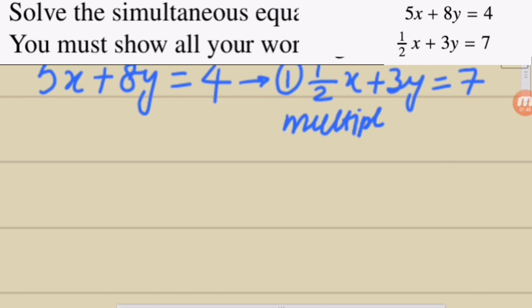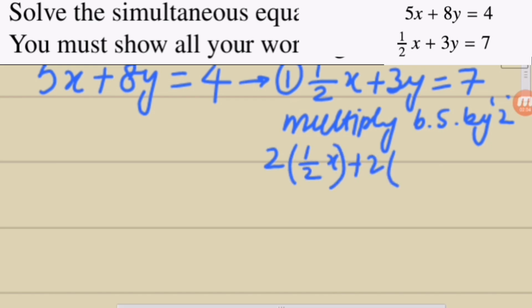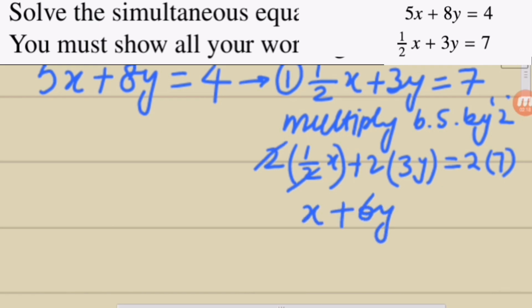We multiply both sides of this equation by 2. If we multiply it by 2, each term of the equation, 2 into 1 by 2x, 2 into 3y equal to 2 into 7, means all terms are multiplied by 2. This 2 is cancelled by this, and this is x plus 6y is equal to 14.